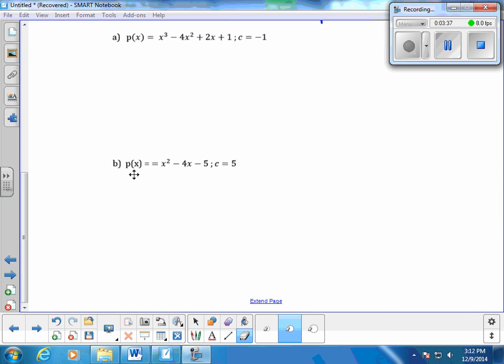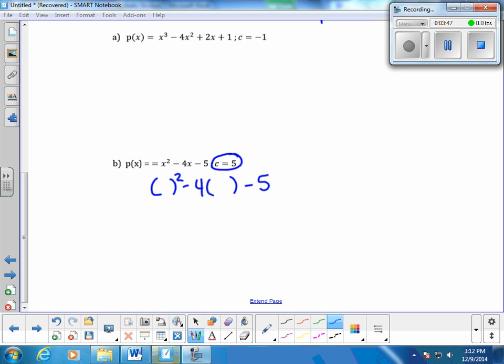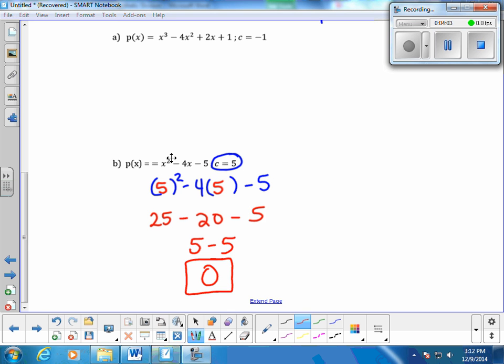Alright, so for part B it says, plug this in, evaluate p of c. So everywhere there's an x, put a parenthesis. And then now we're going to plug in a 5. 5 squared is 25, minus 20, minus 5 is going to be 0. So what we can expect is that if we did synthetic division on this and divided using the c as 5, our remainder would end up being 0.